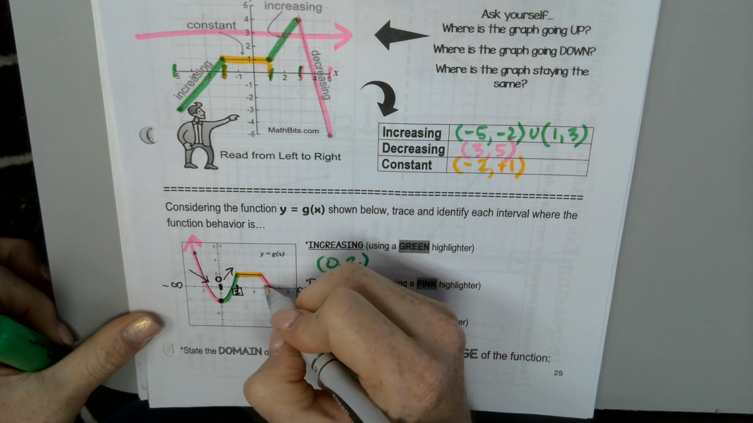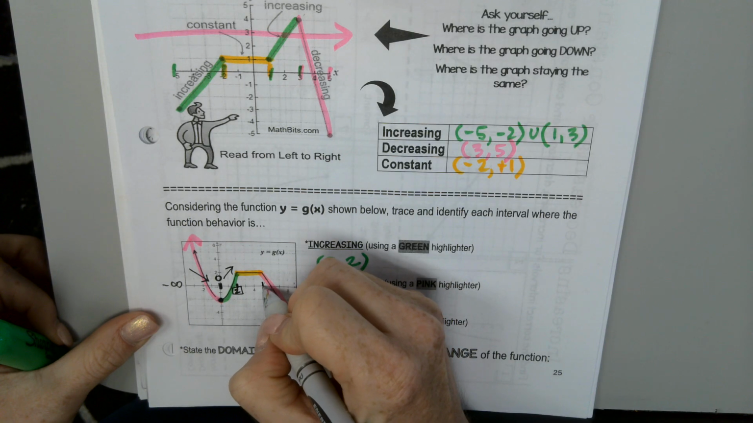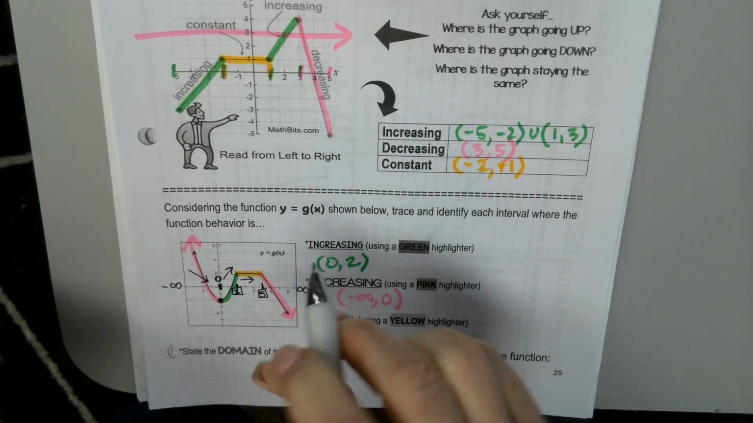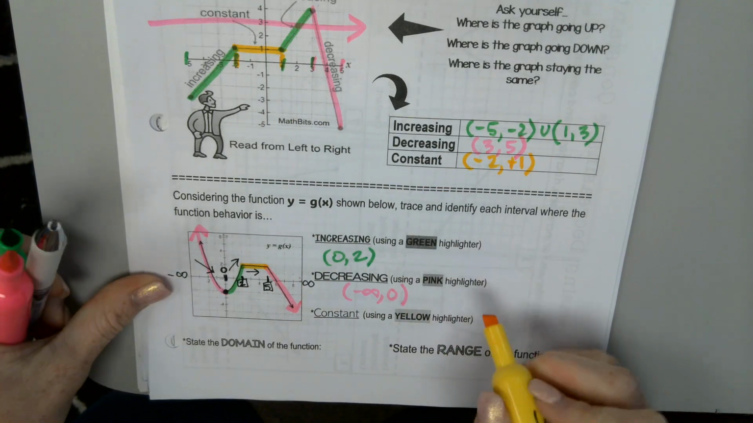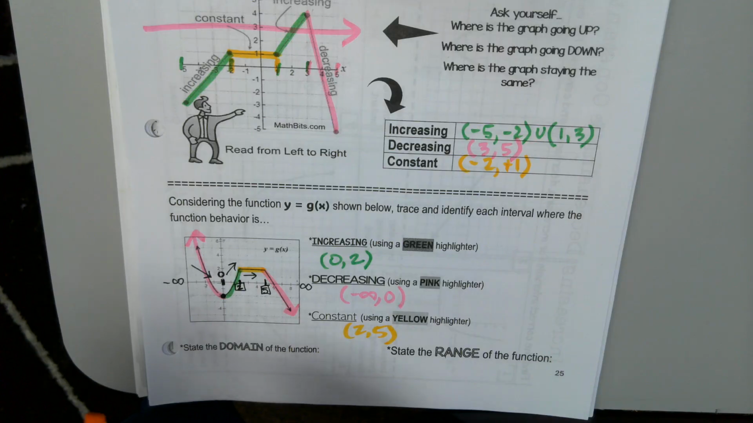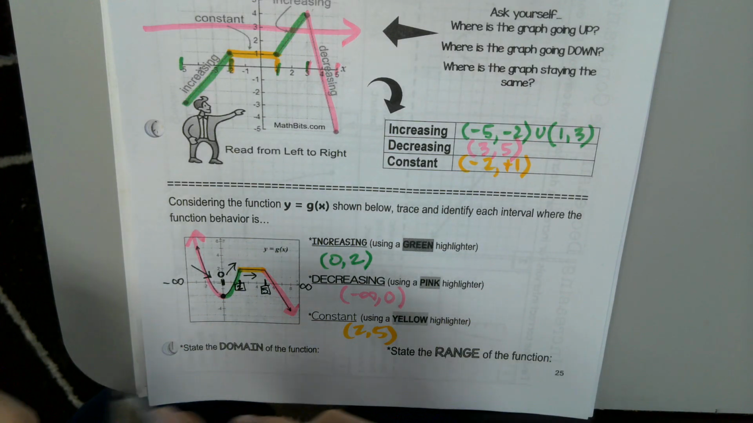Then from 2 to where it does what? From 2 to 5, it is flat, it is constant. So I'm going to write from 2 to 5. All right, and then again, this is where we mess up, okay?